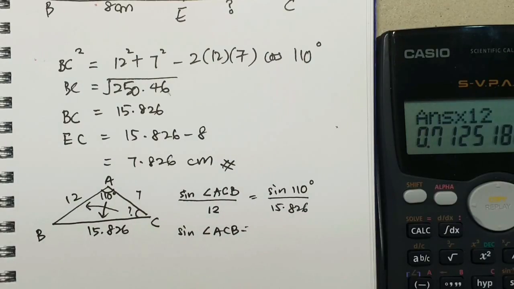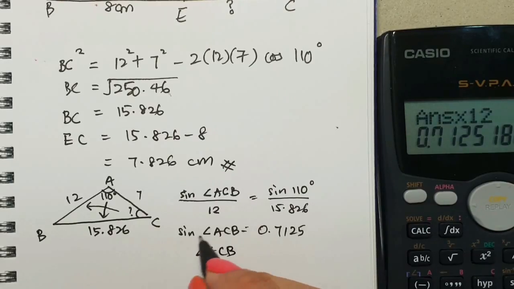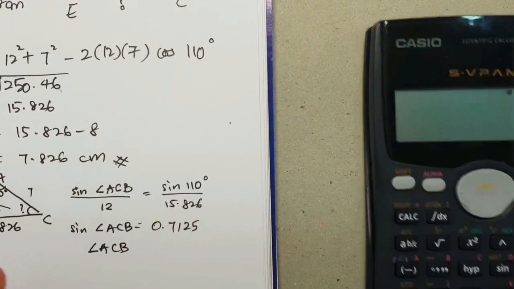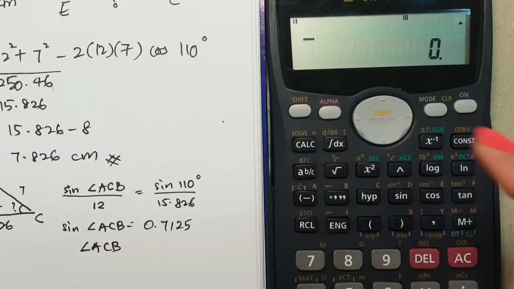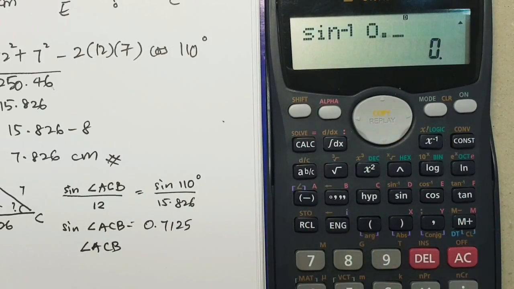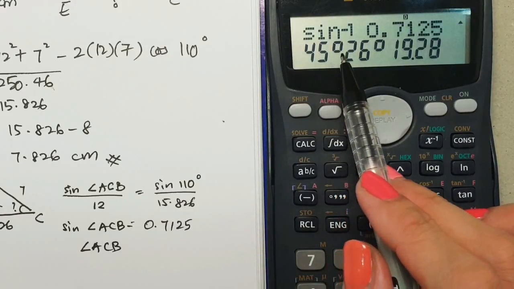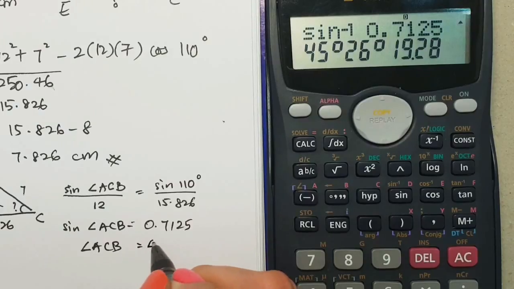To find sine angle ACB, rearrange everything using our calculator. We have 0.7125. Give our answer in four significant figures. And then to find angle ACB, we reverse the sine function to the other side. It will be arc sine of 0.7125. So shift sine will become arc sine 0.7125. So we have 45.44. Let's change it to minutes. So 45 degrees, 26 minutes.